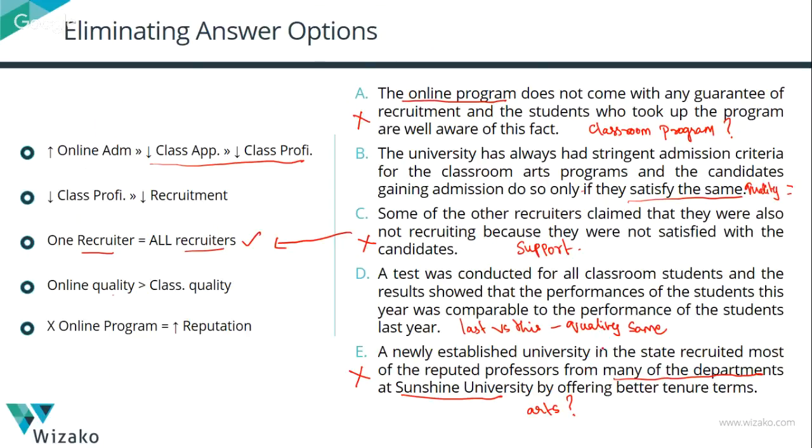That leaves us with B and D again. And both these answer options seem to be implying that the quality of the students has not necessarily changed.